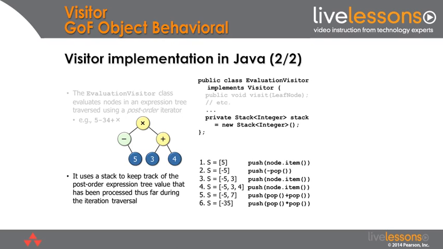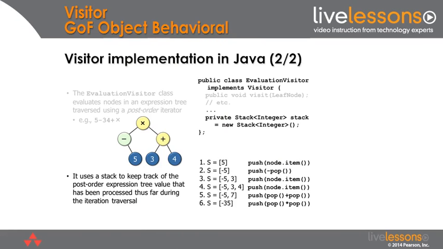In our case, we're going to use a Java stack to keep track of the values that are being computed during this traversal. And so what'll happen is we go through, whenever we see a number, we're going to push the number onto the stack. Whenever we see an operator, be it binary or unary, we're going to pop the appropriate number of operands off the stack, apply them to the operator, and push the result back onto the stack.